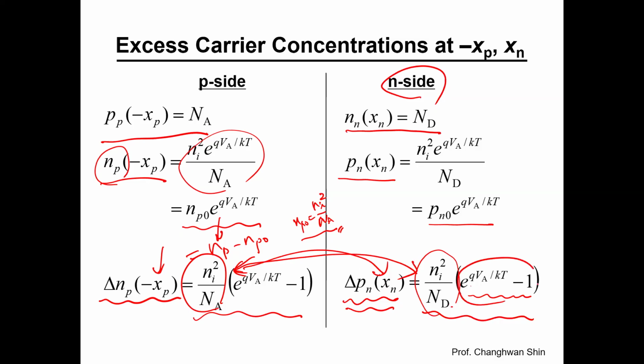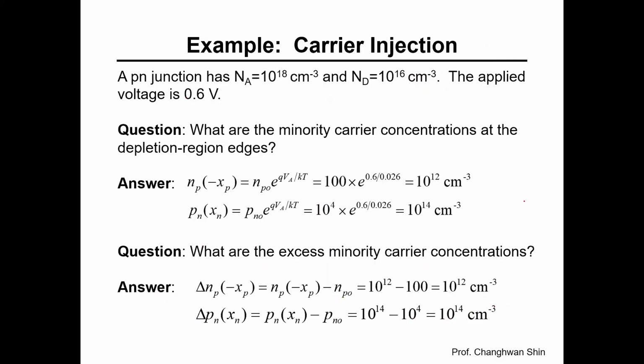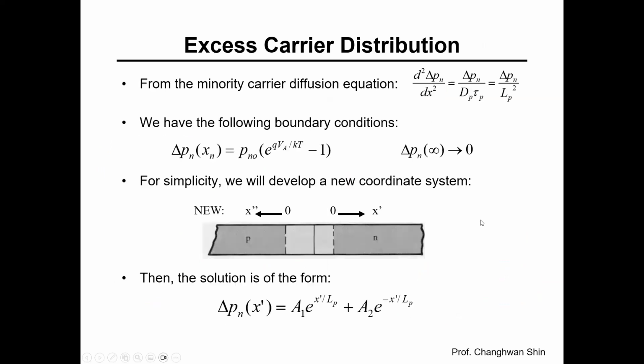This exponential dependence on voltage is what gives diodes their characteristic nonlinear I-V characteristic. Why is the I-V characteristic of the PN junction diode not linear? You may find the mathematical reason from this equation. A small change in voltage can lead to a large change in the carrier concentration and thus current. Let me leave this example for your homework, so please do that by yourself.